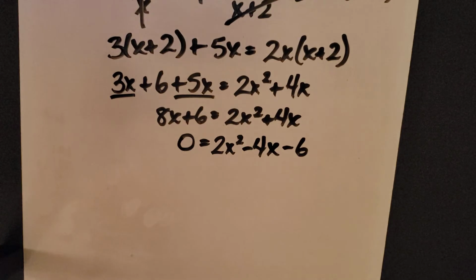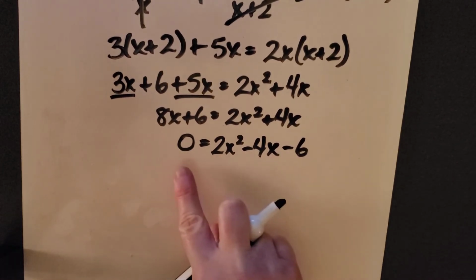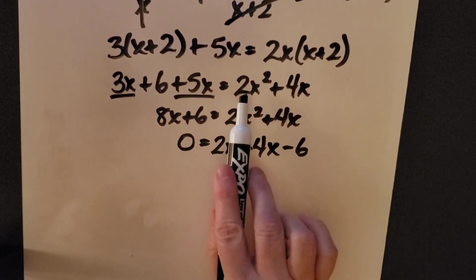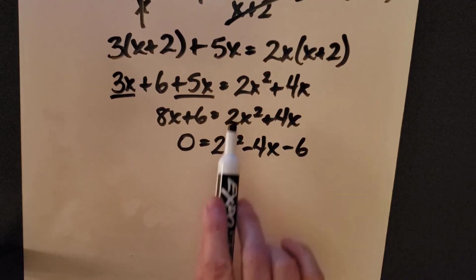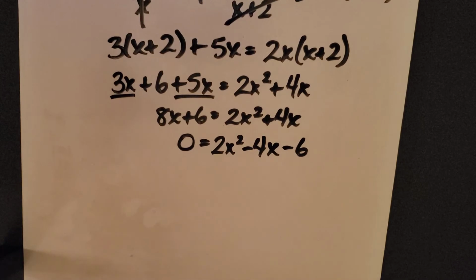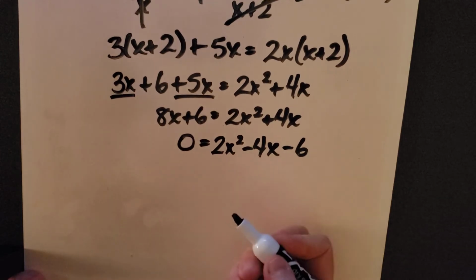The reason that I moved everything to the right-hand side instead of the left-hand side is because my coefficient on the x squared term, meaning the a value, was already positive. So I want to keep that positive because that makes it easier when I'm solving the quadratic, and therefore I left it on the right-hand side.